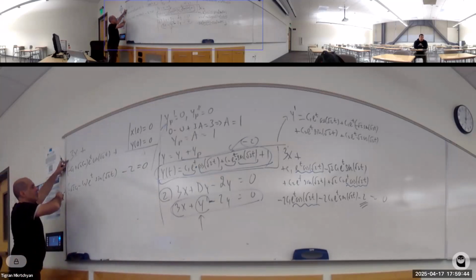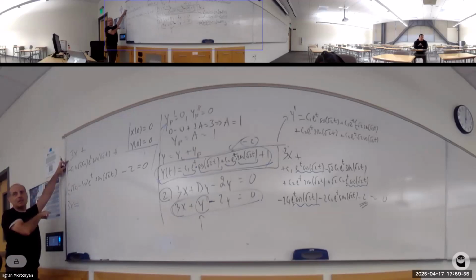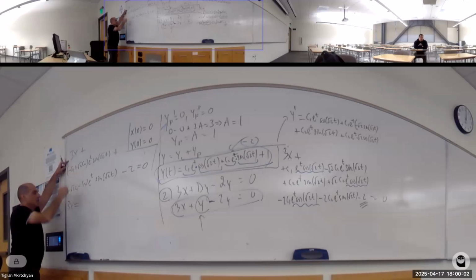So, let's just move everything to the other side. So we will have 3x equals. This goes to the other side. It becomes negative. This is negative times this. This will be positive, this will be negative.